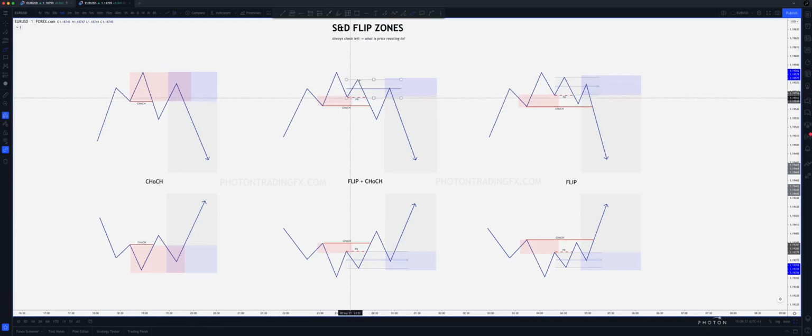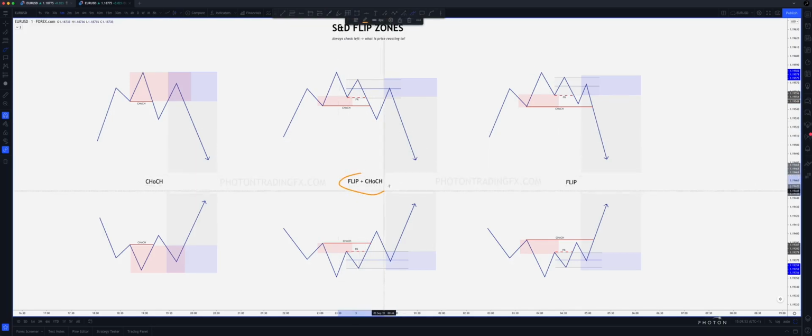And the reason you want to see that reaction is, as I was saying earlier, you want to know that this demand was somewhat significant, that there was strong buying pressure in here, that price did try to make a higher high, but then the supply stepped in to smash through. And that is the subtle but key difference.